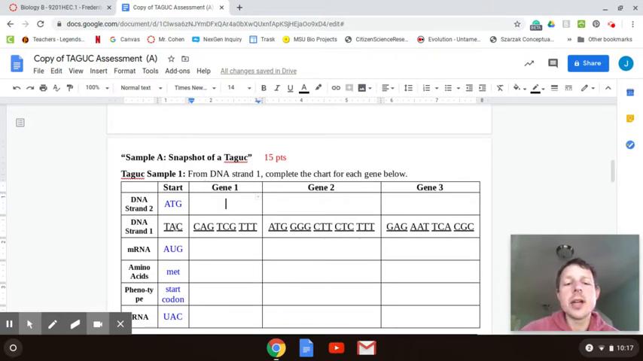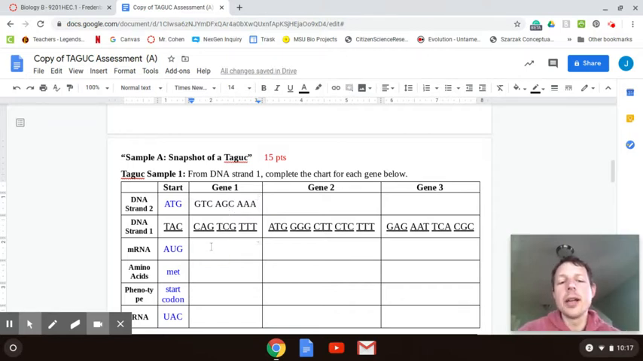So the DNA strand is opposite. Remember, A matches with T and C matches with G. So it's a C, so I'm going to write a G, and then it's a T, and then it's a C, because they match up. So the next one is T, so we write an A. It's a C, so we match a G, and it's a G, so we match a C. And the last one's all T's, so I'm going to write all A's. So that's how the DNA strands match up.